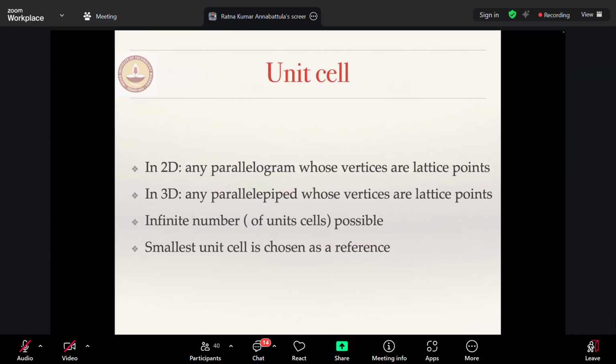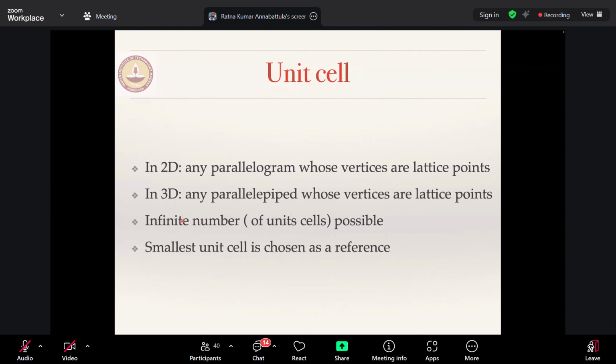All right. So whenever you're talking about unit cell in 2D, until now I have only shown you two-dimensional examples because that's easier to drive the point. In 2D, any parallelogram whose vertices are lattice points will be a valid unit cell. Similarly, in 3D, any parallelepiped whose vertices are lattice points. And as we have discussed, you can choose infinite number of unit cells.